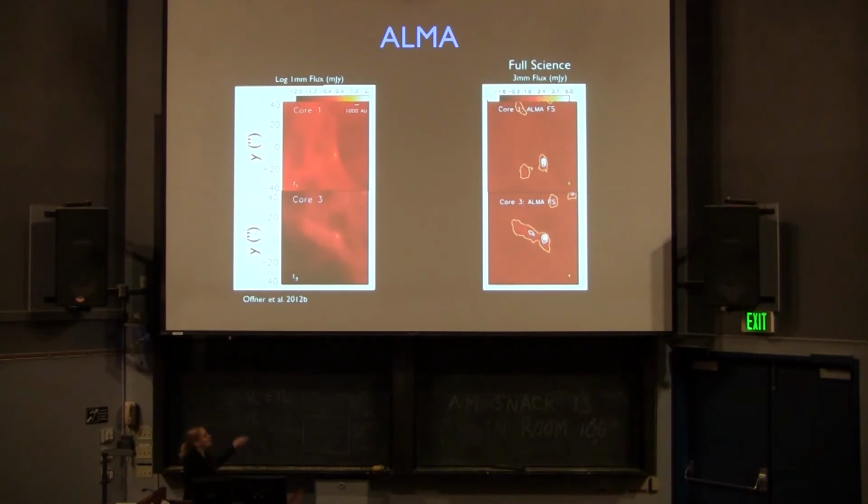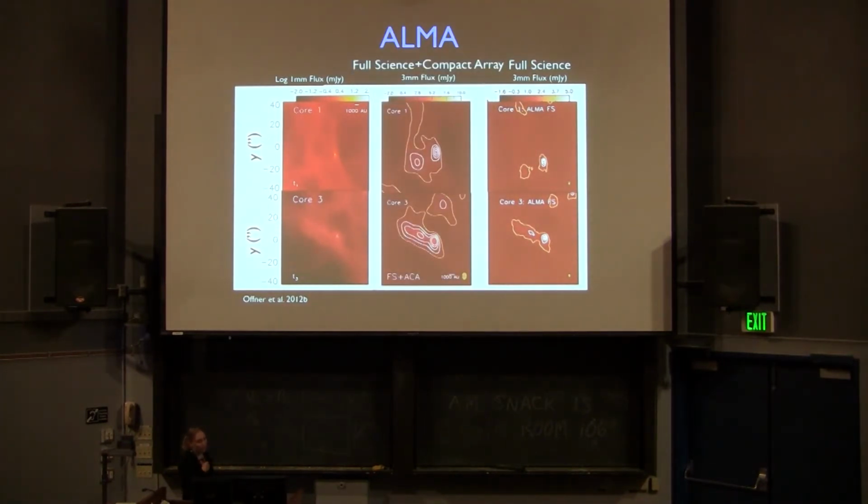Okay, so for comparison, here's the full science, and here's full science plus compact. So now we've recovered almost all of the structure, and in cases where there's no current protostar here, these are about to form stars, we can see almost all of the structure within these cores. So this is making a very strong prediction that early interferometry, you couldn't see this, but ALMA can.